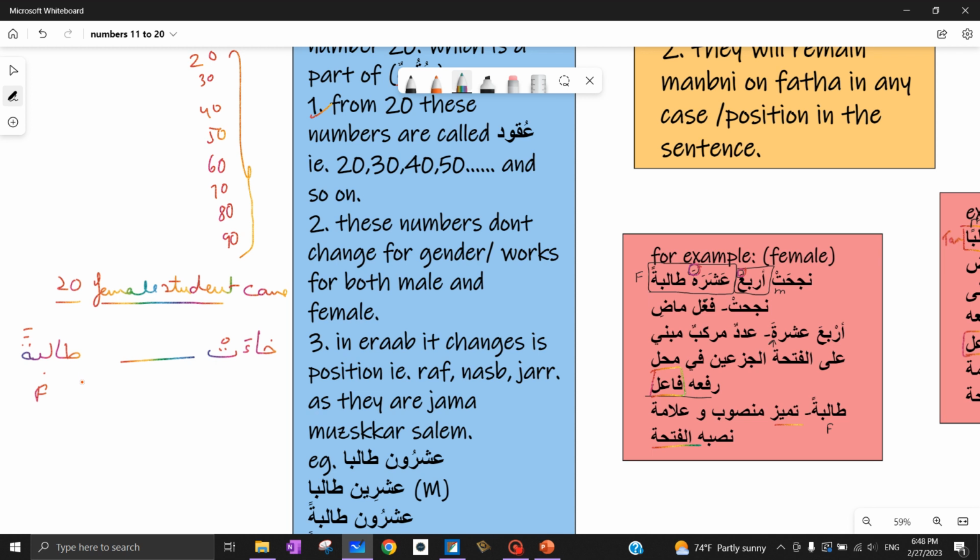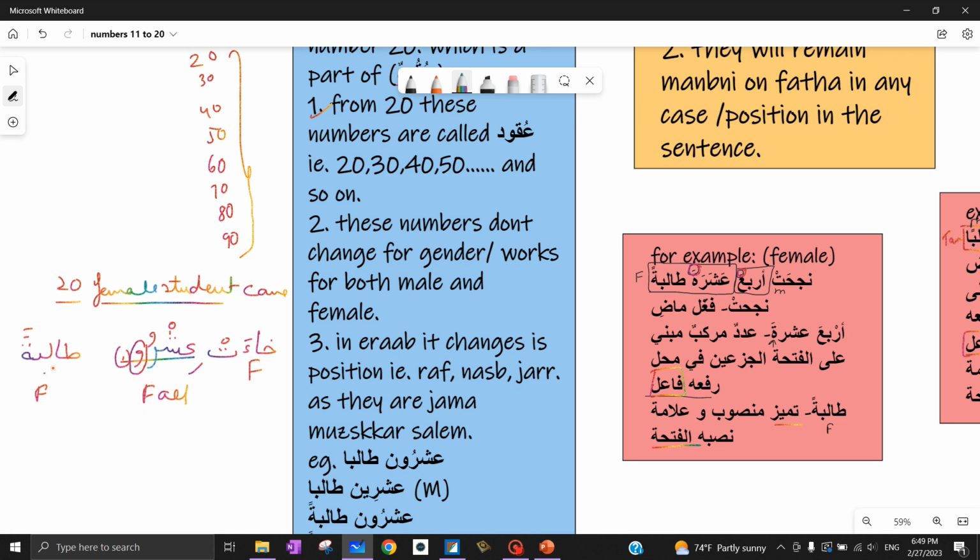So if I see that the tamiz is female, we will put what? The number name for 20 is Ishroon. Now one may ask why Ishroon? This is for Jama Muzakkar and we are doing it for feminine. Why Ishroon? Because this is fa'il. If we apply the formula, this is fa'il, and fa'il is always in marfu case. And the waw shows in Jama Muzakkar Salim that it is in marfu case.